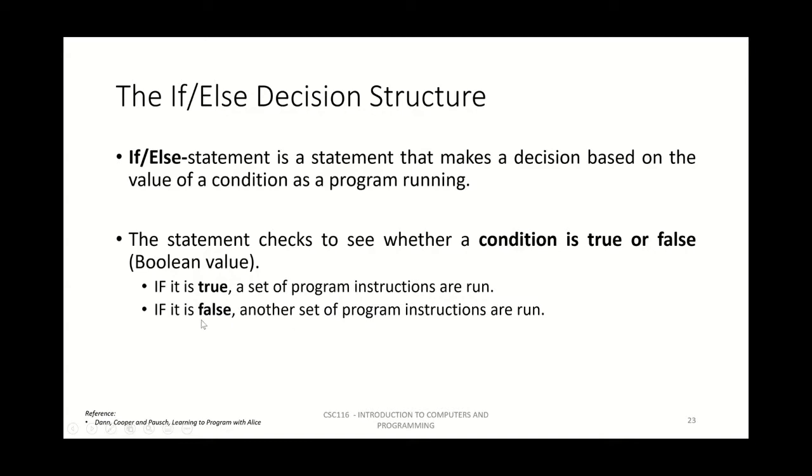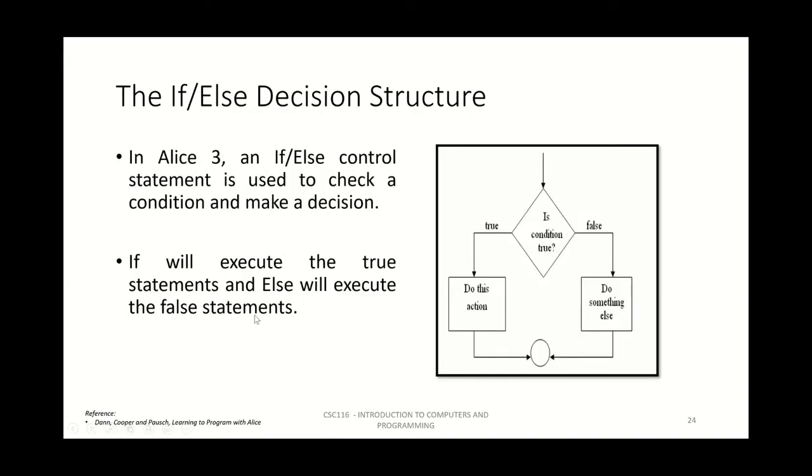So what happens if the statement is true? When the condition is true, one set of program instructions runs, and if the condition is false, there will be another set of program instructions that run. In Alice 3, the if-else control statement is used to check a condition and make a decision. If will execute the true statement, and else will execute the false statement.